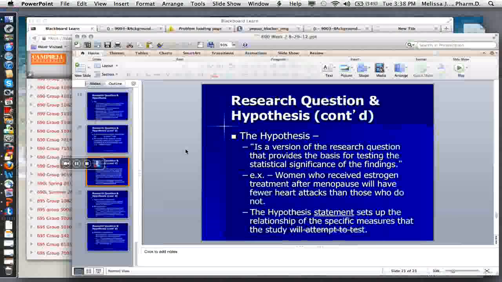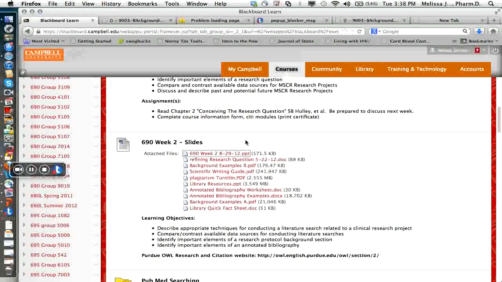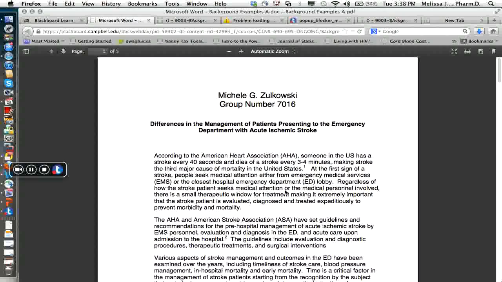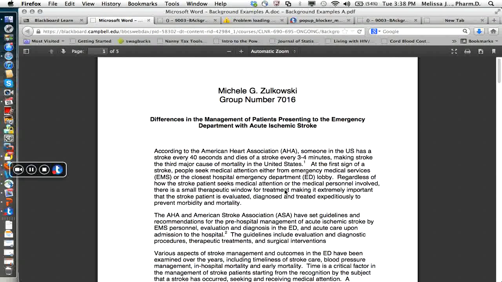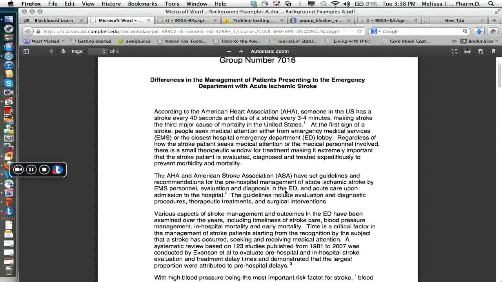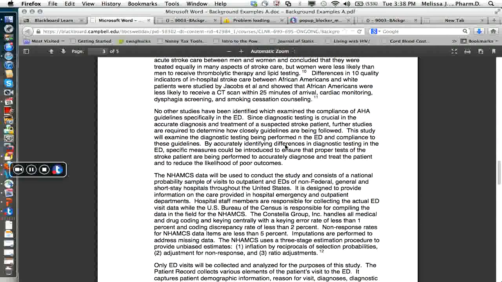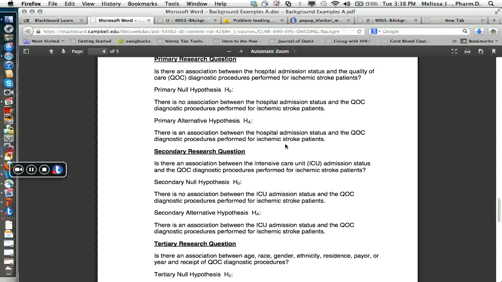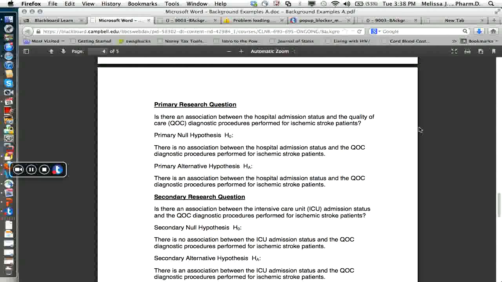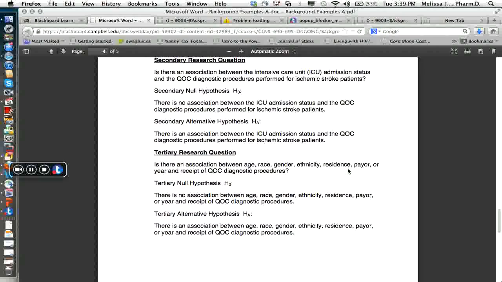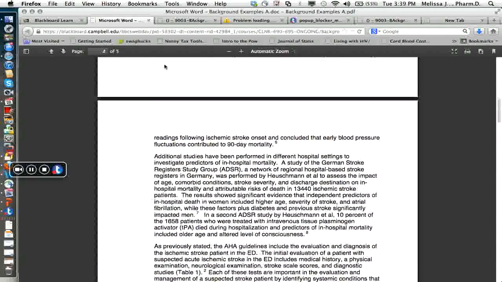So quickly, I'm going to go back to the Blackboard site and show you two good background examples. One is called Background Example A here, and this is from a past student that studied the differences in management of patients presenting to the emergency department with acute ischemic strokes. And for this, she used the NHAMCS. And you can read through this background and see that she has appropriately identified other risk factors that impact her outcomes. She has very nice defined research questions with null and alternative hypotheses for each.